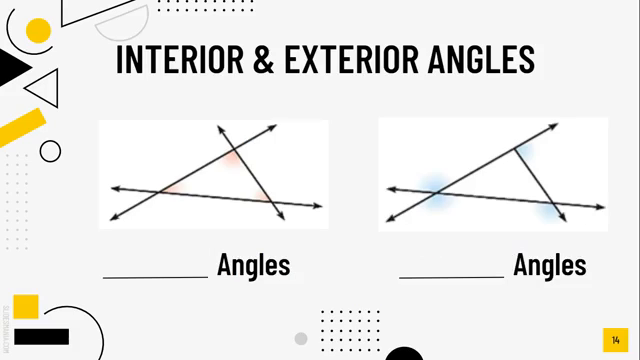So here's what we mean. The lightly shaded red angles that are inside the triangle, those are our interior angles. The ones that are on the exterior, on the outside, are called exterior angles. So we have interior angles and exterior angles.